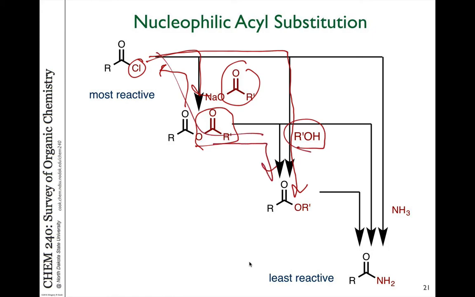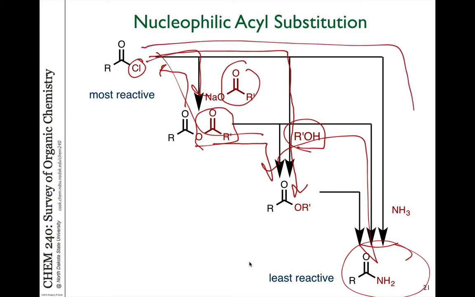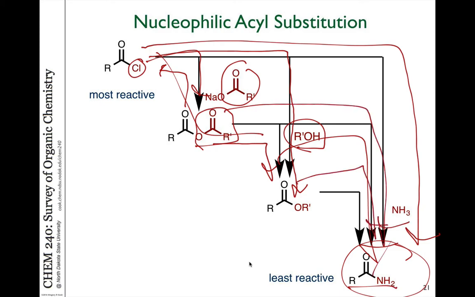And so as you get less reactive, you can go downhill in terms of the reactivity and make more stable products. So if you take an acid chloride and react it with an amine, such as ammonia, you can make an amide. You can do the same thing with an anhydride or with an ester, but you can't go back.